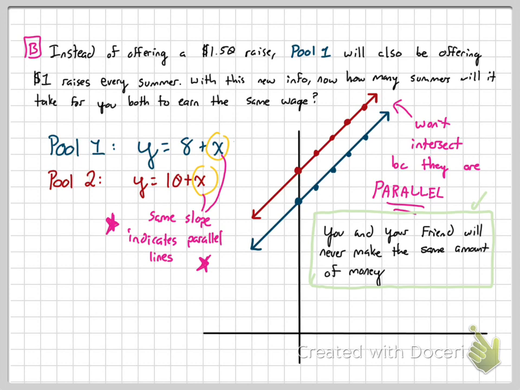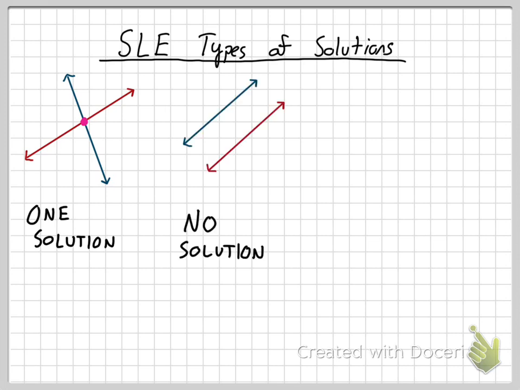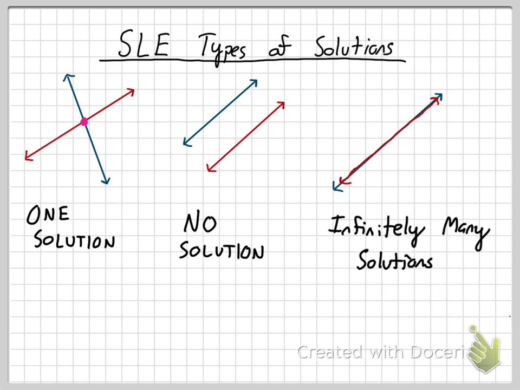So that's going to conclude the types of solutions that we'll get with systems of linear equations. If the lines cross, you have one solution. If the lines are parallel or they don't cross, you have no solutions. And then finally, the one we haven't talked about, if you have a line and then another line on top of it, basically meaning they're just the same line, we would say that's infinitely many solutions.